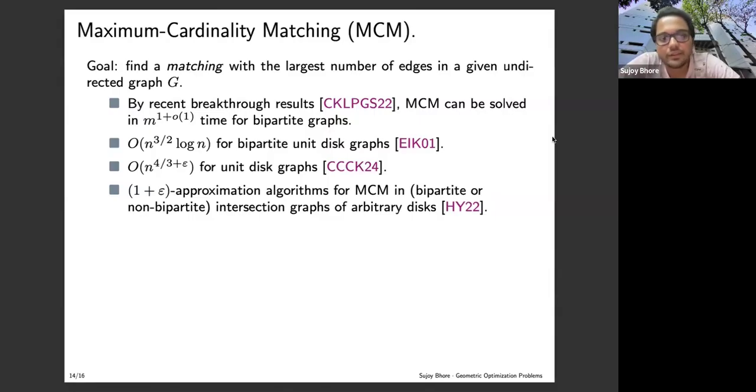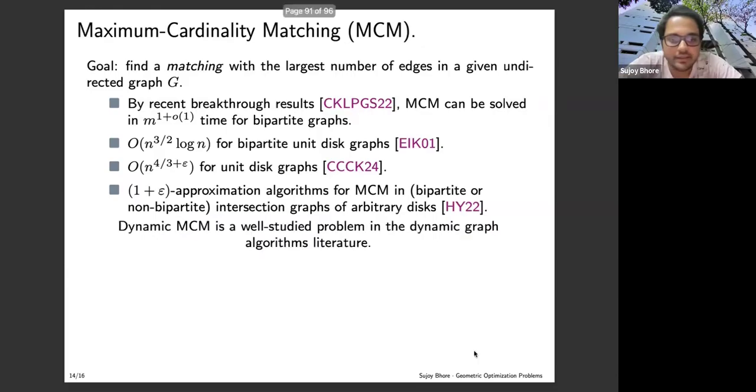This can be done in n to the 3/2 times log n, which was improved recently to n to the 4/3 plus epsilon. And there is also a 1 plus epsilon approximation for matching in bipartite and non-bipartite intersection graphs of arbitrary disks.